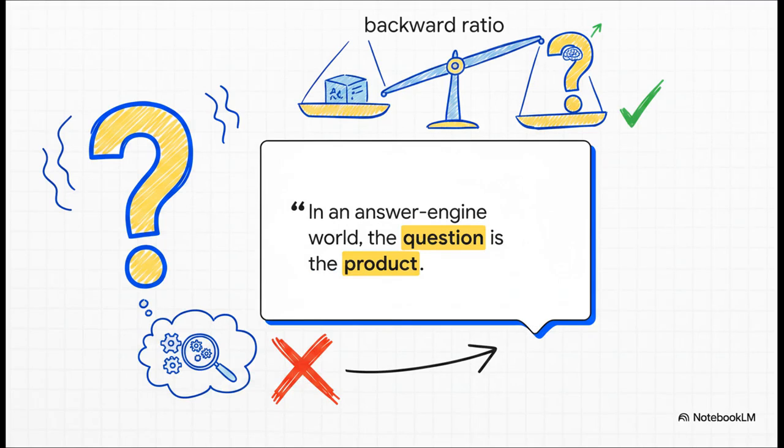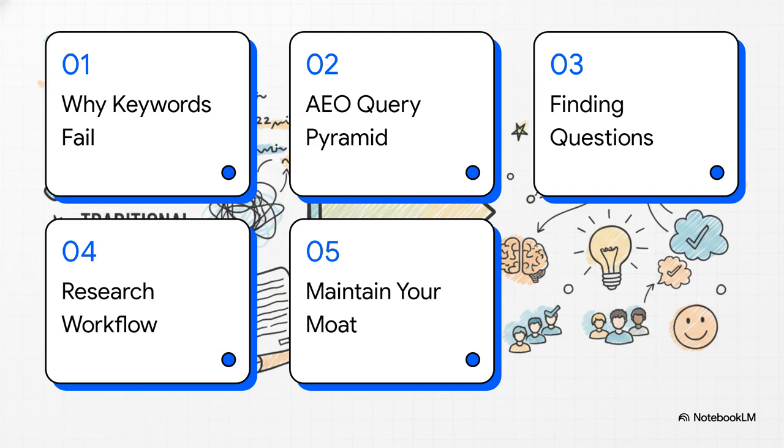I want you to really let this quote sink in for a second. In an answer engine world, the question is the product. I mean, this completely flips the script, doesn't it? Think about how most marketing teams operate right now. They'll spend hours, sometimes weeks, agonizing over complex spreadsheets, site structure, technical audits, content formats. But then they spend maybe 5 minutes deciding what question they're actually trying to answer. That ratio is completely backward. If you pick the wrong question to start with, literally no amount of brilliant formatting is going to save your page.